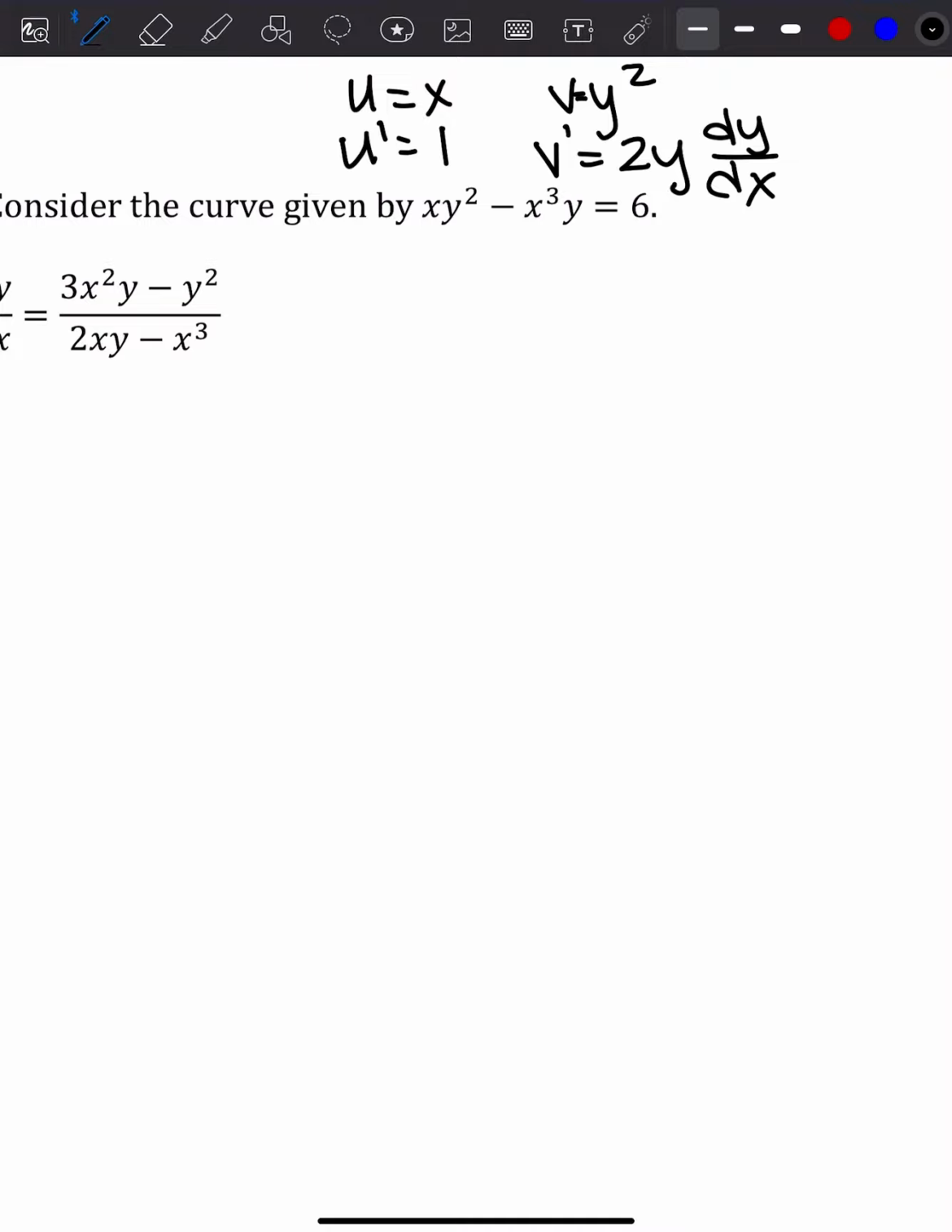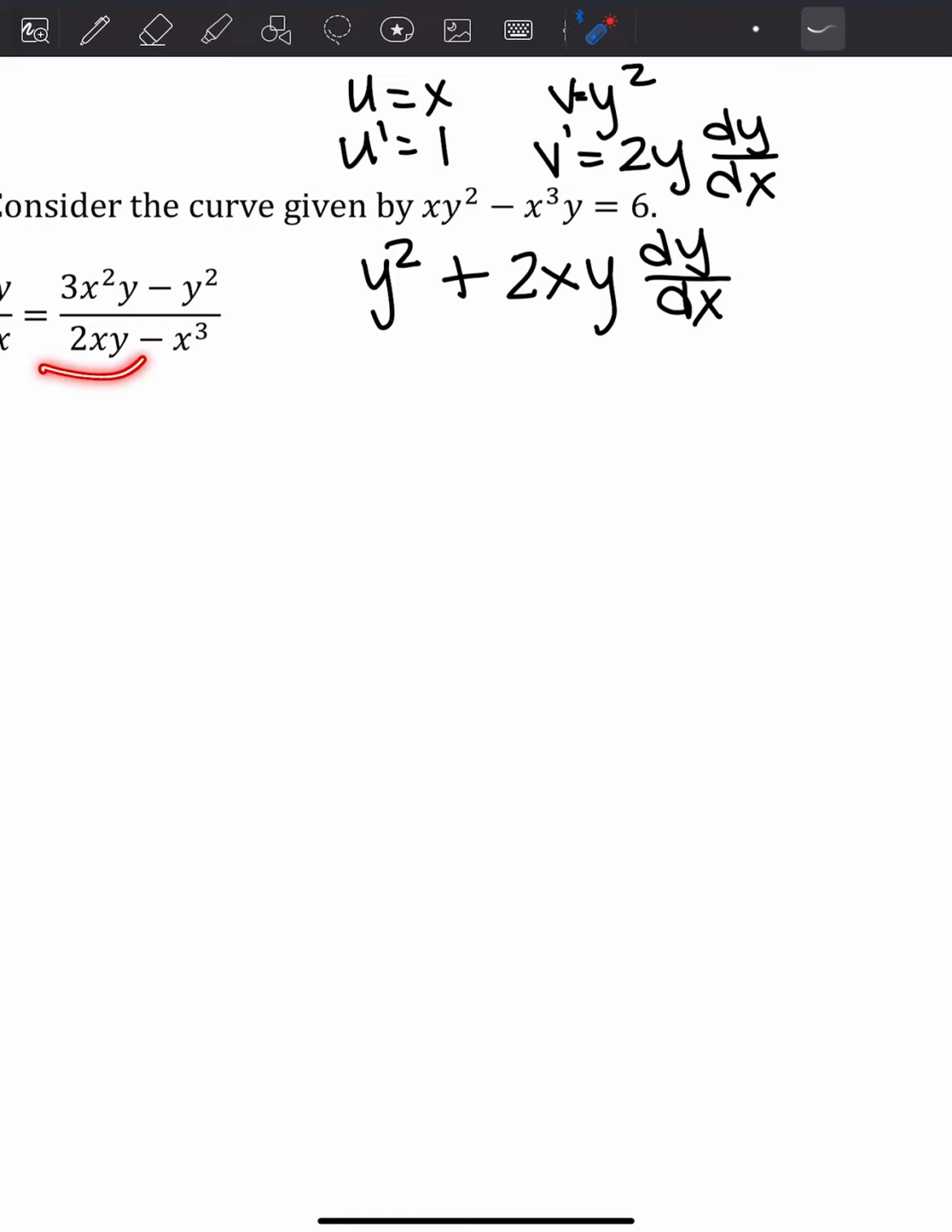So we have 1 times y squared, so y squared, plus 2y dy over dx times x, or 2xy dy over dx. I wanted to write it like this just because I feel like it's easier to read instead of having the dy over dx in the middle. And then if I also look at what I have over here, 2xy, 2xy.